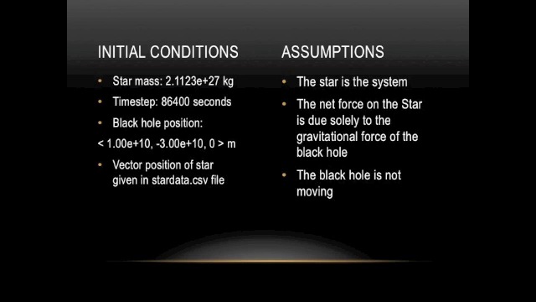The initial conditions given for this lab were the star's mass, we used a time step of a year, the black hole's position, and also the vector position of the star given in the star data CSV file. We assume that the star is the system and the net force on the star is due solely to the gravitational force of the black hole, and the black hole is also not moving. Using these, we are allowed to use the law of gravitation to determine the mass of the black hole.